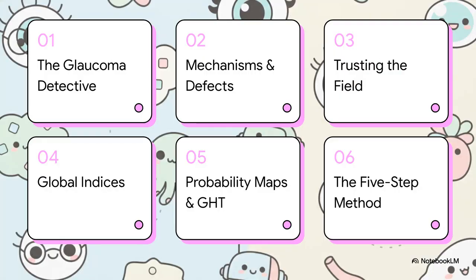First, the glaucoma detective. Second, mechanisms and classic defects. Third, trusting the visual field. Fourth, global indices made easy. Fifth, probability maps and GHT. And finally, the 5-step method. We've got a really solid structure to our investigation, so let's just dive right in.